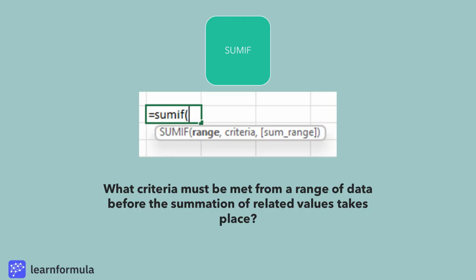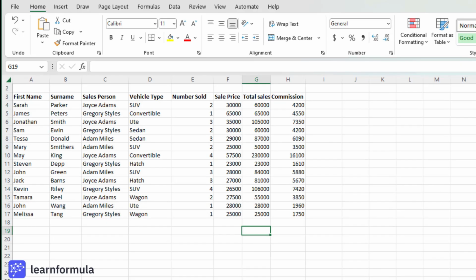The SUMIF function consists of three parts. The first is the range of data to be investigated, the second is the criteria to be met within that range, and the last is the data set to be added based on the criteria specified for the specific range. In other words, what criteria must be met from a range of data before the summation of related values takes place.